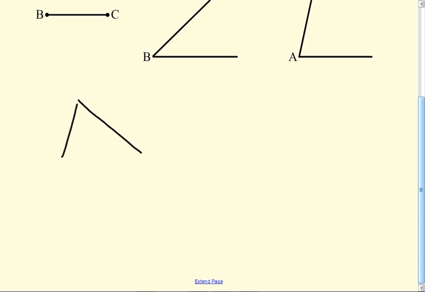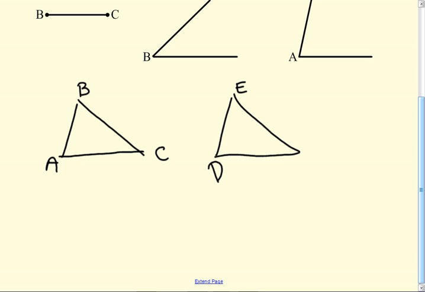Let's look at this problem. This is going to be ABC, and this is DEF. And I'm going to tell you that angle A is congruent to angle D. Angle B is congruent to angle E. And we're going to know AC is congruent to DF. And those triangles are going to be congruent. Okay, guys? Why is it I know that? If I believe in angle, side, angle.